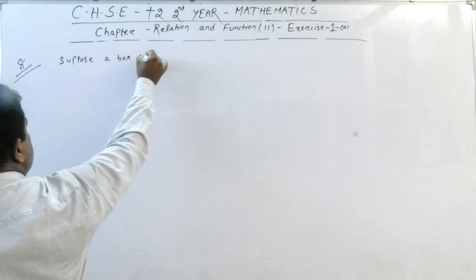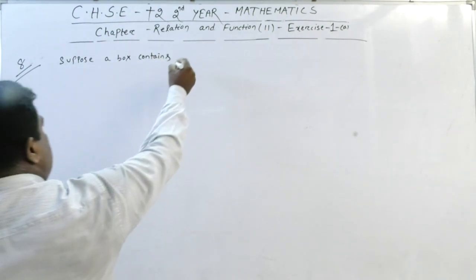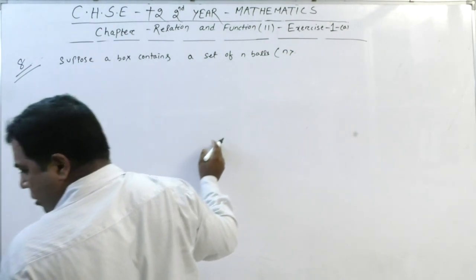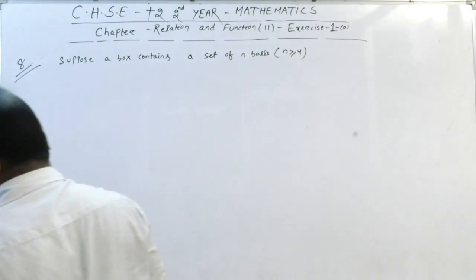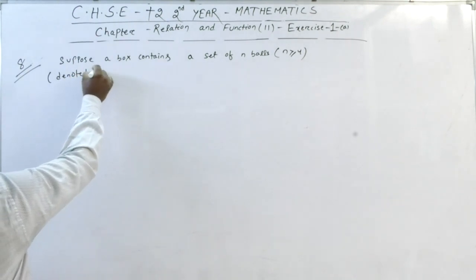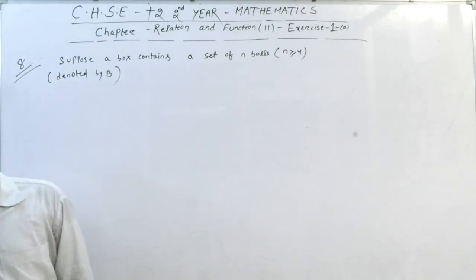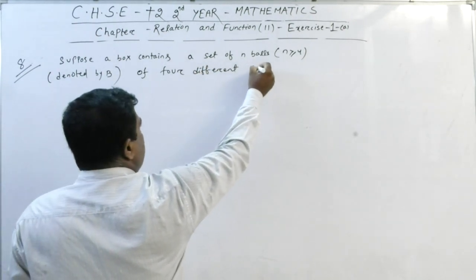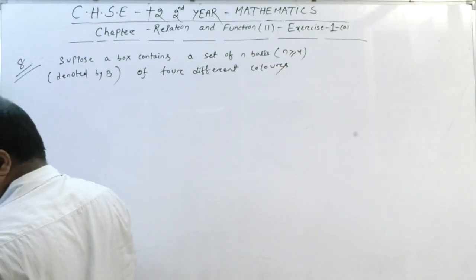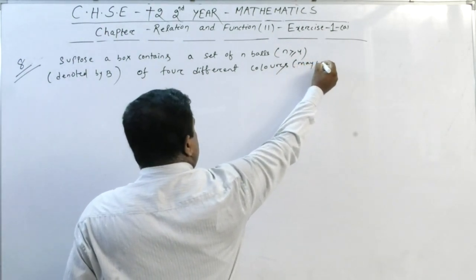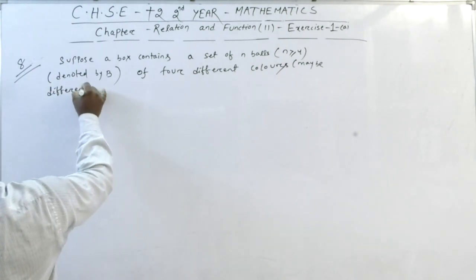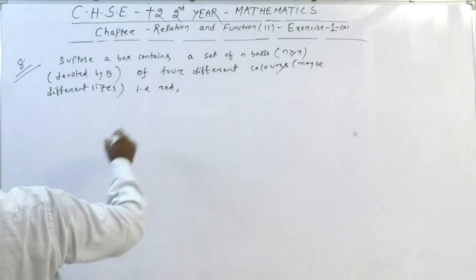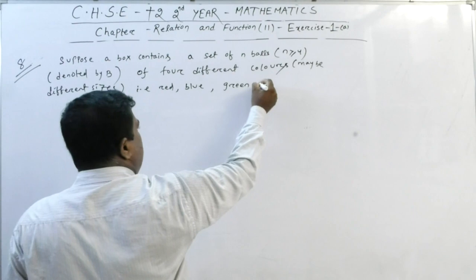Suppose a box contains a set of n balls, n greater than or equal to 4, denoted by B, of 4 different colors, maybe different sizes, that is red, blue, green and yellow.